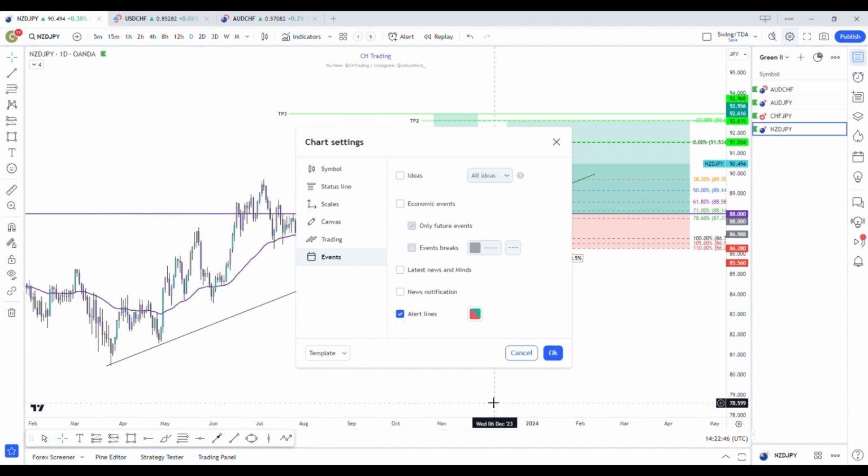For tracking your news, just use Forex Factory or investing.com, and then look at the economic calendar for high risk news. You don't need it on your chart, guys. You can look at news elsewhere, so keep the chart clean.